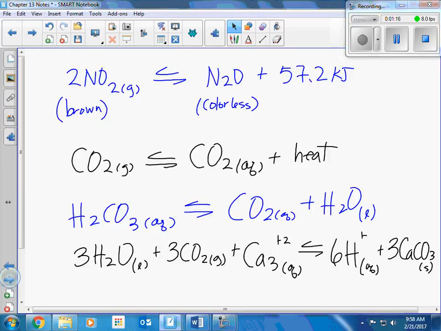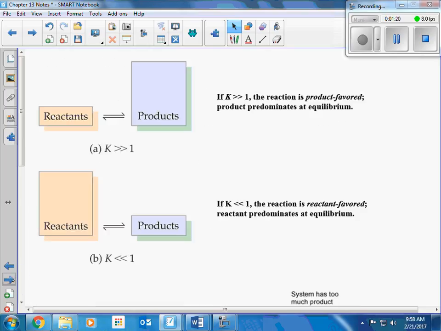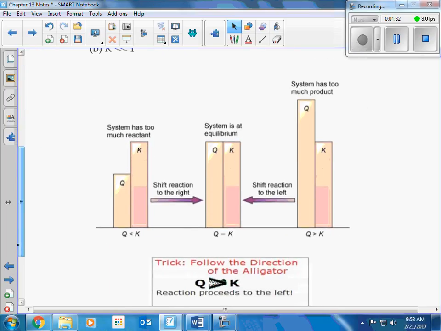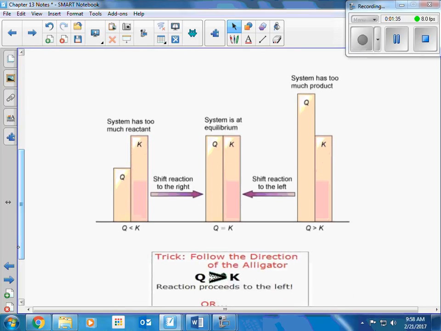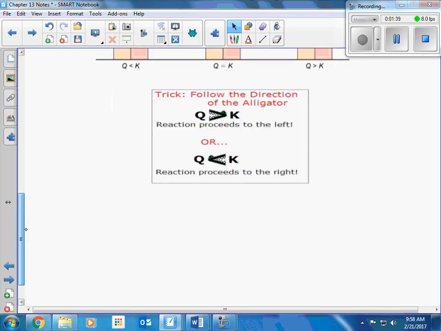So if you guys go straight to the end of your notes, you don't have to flip here, but this is exactly what we did on the very last page. That didn't make too much sense when I did it the first time. So if K is much, much greater than 1, you can see I have more product. If it's less, I have reactants. And again, this is just what we talked about, but this teeny little trick down here at the bottom will help you out. So you can see the little alligator.